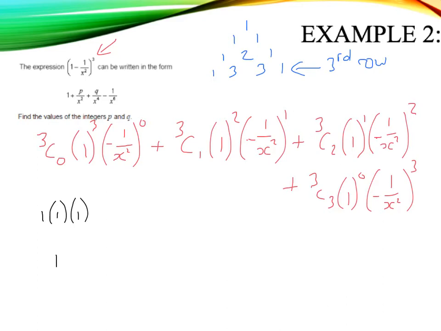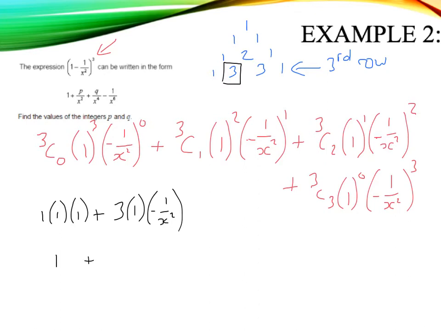Next, 3C1 is 3. So I've now got 3 multiplied by 1 squared, which is 1, multiplied by minus 1 over x squared, all to the power of 1. Fine. Next term. Oh, shall I tidy this up as I go?